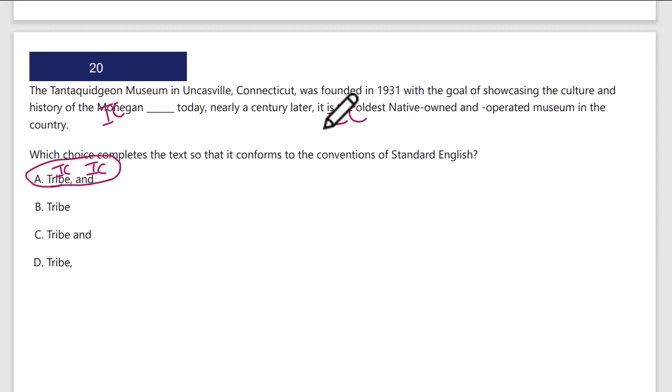Let's just check the other options. History of the Mohegan tribe today, nearly a century later. So it was founded in 1930 with the goal of showcasing the culture and history of the Mohegan tribe. Today, nearly a century later is, no, that doesn't work, that's just a comma splice. Tribe and today, comma, nearly a century later, again, that's setting up a comma splice, two independent clauses. The Mohegan tribe, comma, today, comma, nearly a century later. No, again, that doesn't work. I need a comma and between my independent clauses. A.